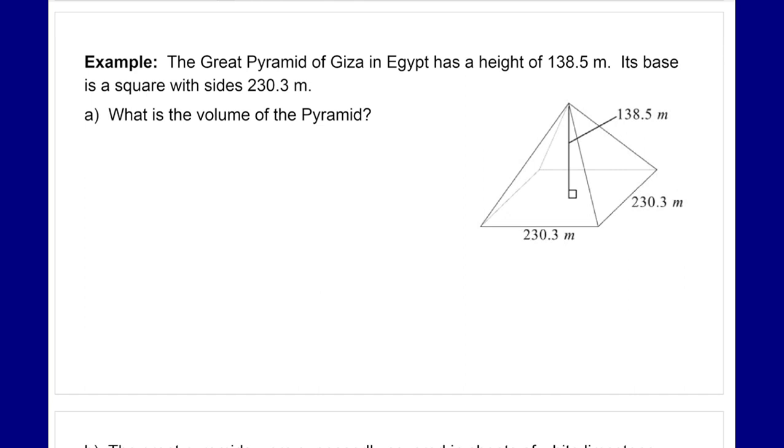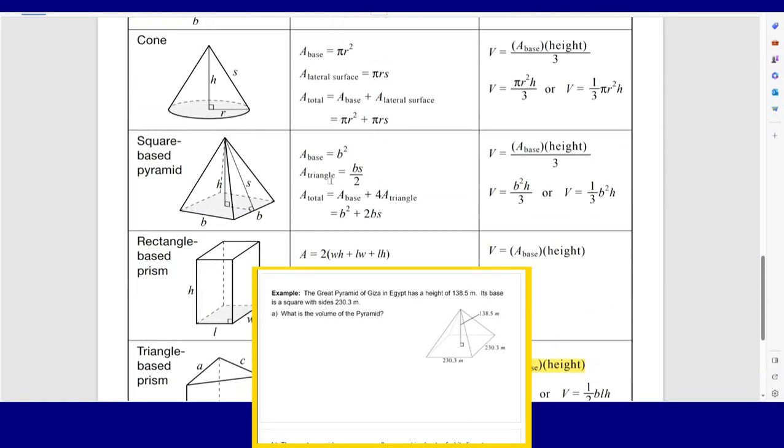This Great Pyramid of Giza in Egypt has a height of 138.5 meters, and its base is a square with sides 230.3 meters. We want to figure out what is the volume. And if I go to my formula sheet, I'm going to scroll up to a square base pyramid, and I see that the volume equals the area of the base times the height. So I'm going to write that down. The volume equals the area of the base times the height divided by 3.